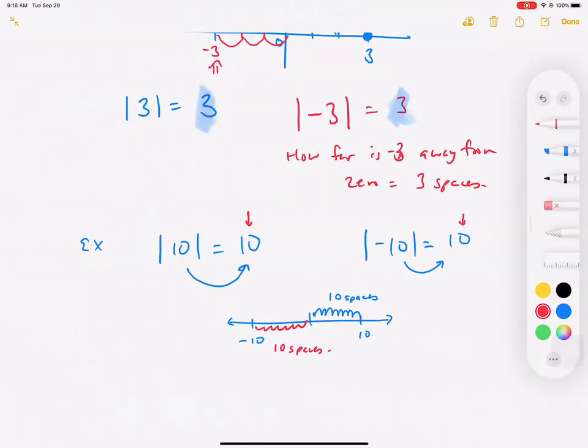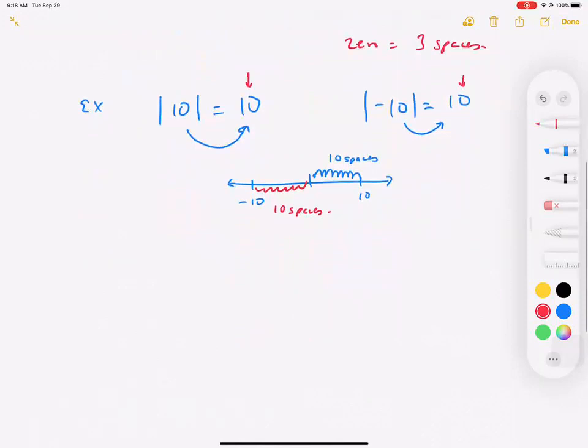Okay, so this might seem pretty easy. Let's do one more, just as a last example. How far is 100 away from 0? How far is negative 100 away from 0?